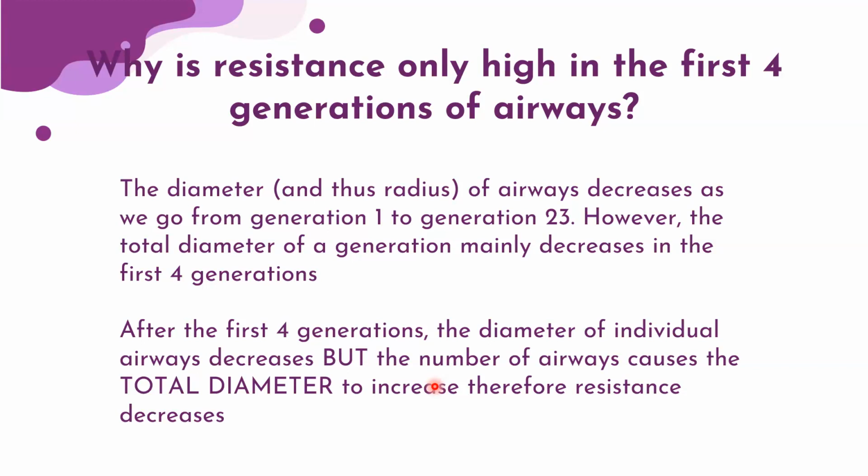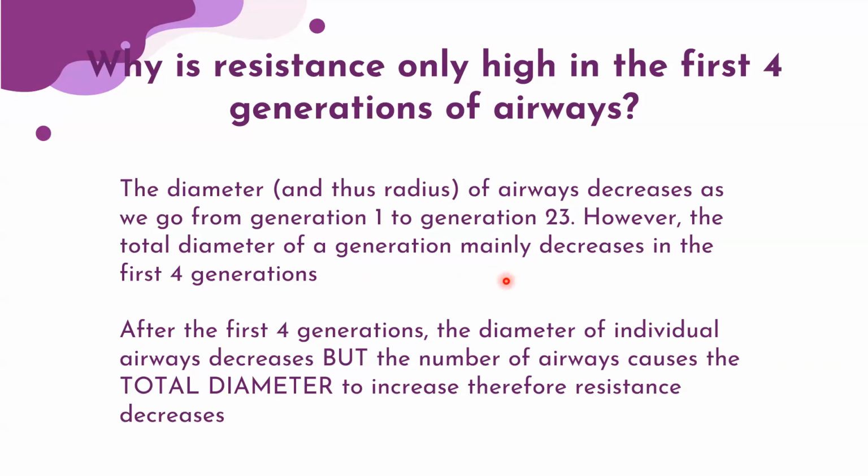So as you go from generation to generation, yes, the diameter is decreasing, but you also have an increasing number of airways. So from generation 1 to generation 4, you basically have a decrease in the total diameter as you go from generation to generation. But after the 4th generation, the number of airways also begins to increase, okay? So it kind of compensates. Yes, your radius is decreasing, but also your number is increasing, okay?